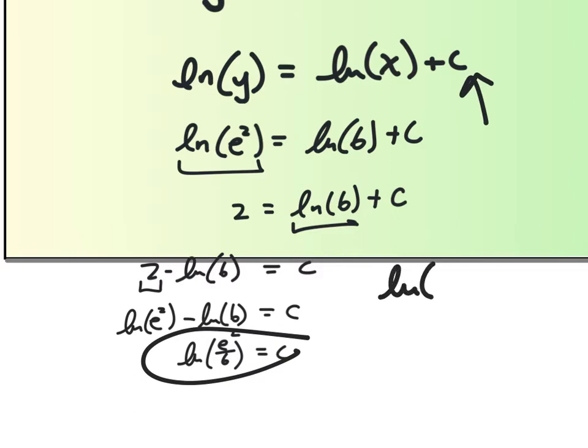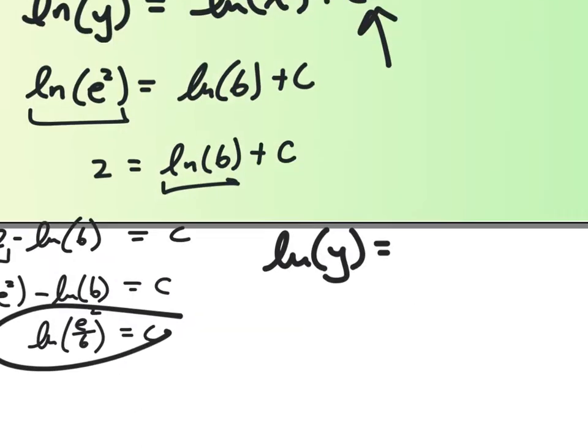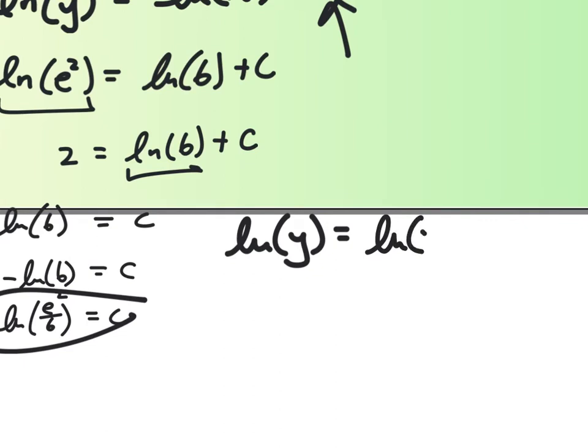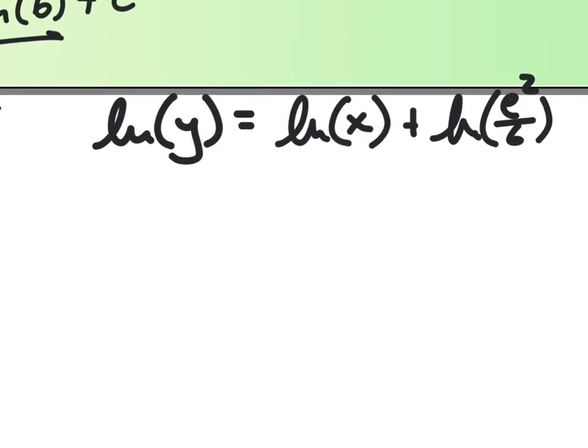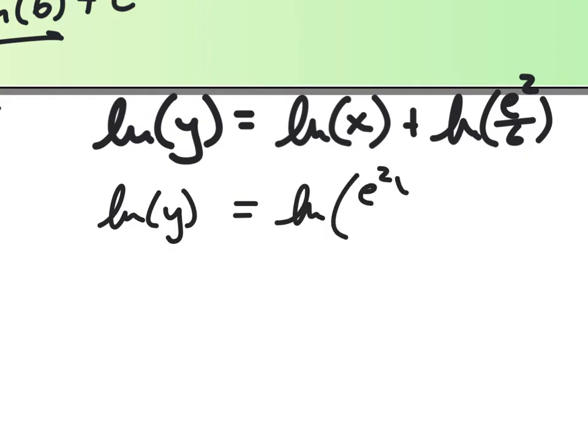So the natural log of y equals the natural log of x plus the natural log of e squared over 6. Ooh, I could do a nice little squeeze this together. Hold on a second. Let me simplify this to the natural log of e squared x over 6.